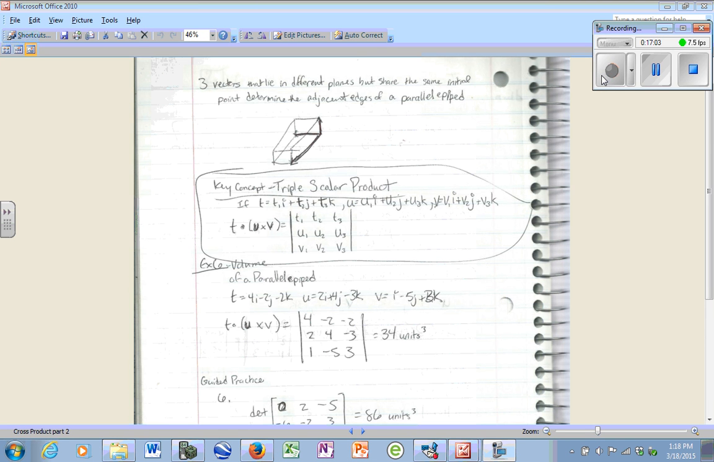And then here's our last geometric application. I promise this will be it. I know this is a long one, and I'm talking fast.